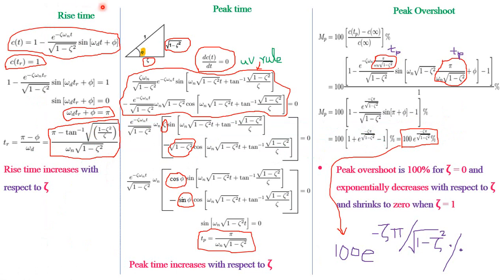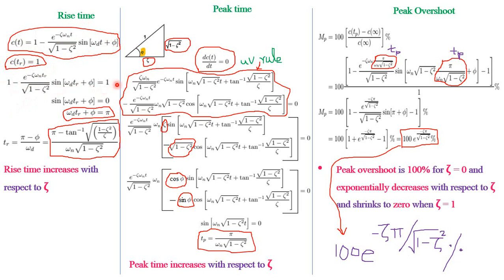Let us derive these time domain specifications. First, let us derive the rise time. Rise time means the time taken by the system response to reach 100%, that is 1, for the first time. Therefore, C of t should be equated to 1, and that time is the rise time. So this C of t expression is equated to 1. That is, 1 minus e power minus zeta omega n t by root of 1 minus zeta square, sin of omega d t plus phi, is equated to 1.